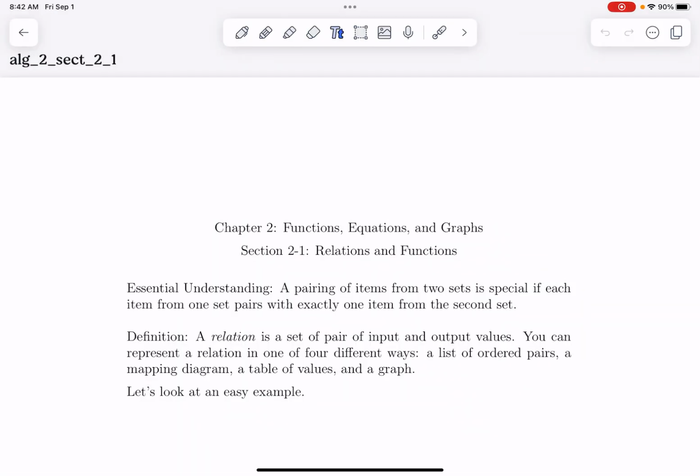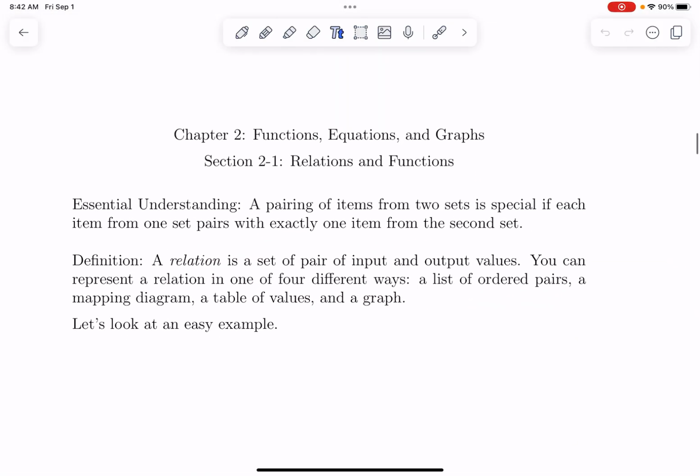Hello, this will be the video for the first section from Chapter 2. In Chapter 2, we're going to be talking about functions, equations, and graphs, and how these are all related to each other. And Section 2 is about relations and functions. These words you've probably heard before, but maybe you don't know the exact definition. We're going to get to that.